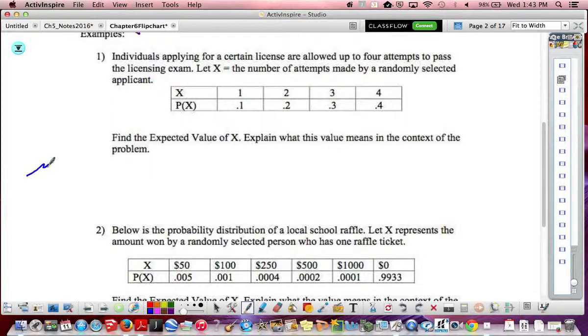So, the mean of X, or sometimes we'll refer to it with a capital E, E of X, they go hand in hand, is equal to, we take each outcome and multiply it by its respective probability. So 1 times 0.1 plus 2 times 0.2 plus 3 times 0.3 and 4 times 0.4.